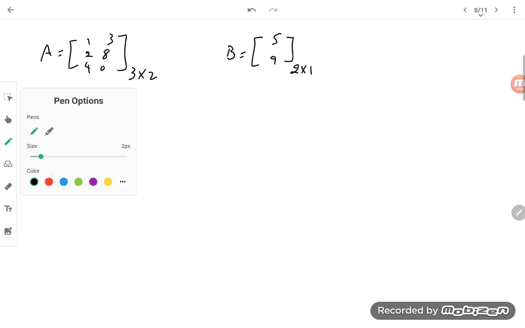Another example. If A equals 1, 3, 2 and 8, 4 and 0, so it is 3 by 2 matrix. And B is 5 and 9, which is 2 by 1 matrix. As we said, the condition in order to be able to multiply both of them together is that this number should be equivalent to this number. Or in other words, number of columns is equivalent to number of rows in the second one. As a result, we are going to get a 3 by 1 matrix.